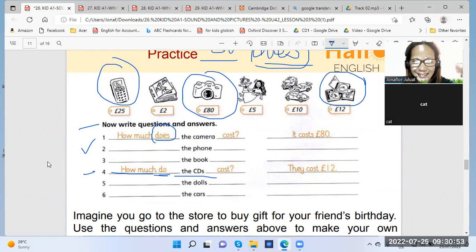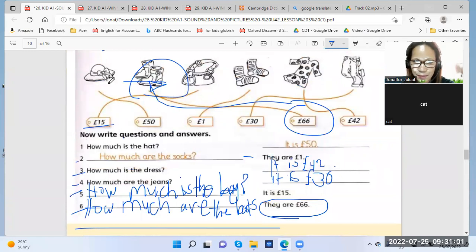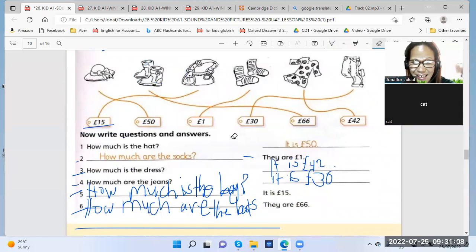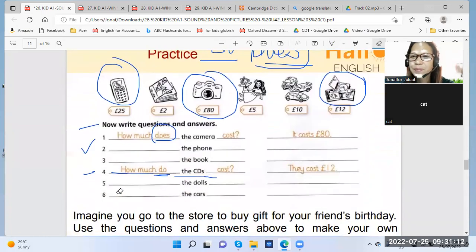Okay, let's make a question. It's very easy, just like here. See? Very easy, right? You will use how much in asking a question if you want to ask about the price. Now let's try to make a question in number two. How to make a question on this phone if you want to ask the price. How much?